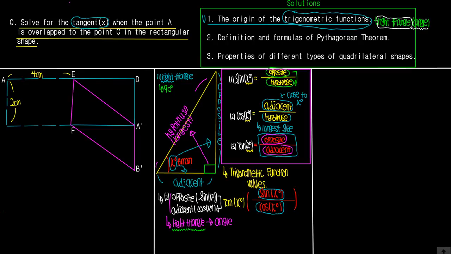Now let's go to the second one, which is the definition formulas of our Pythagorean theorem. So we can see that this will be the third thing that we're going to talk about. What is the third thing? It will be the Pythagorean.